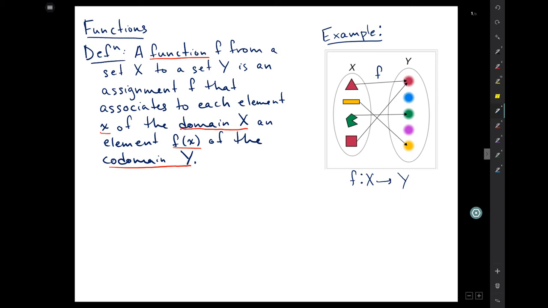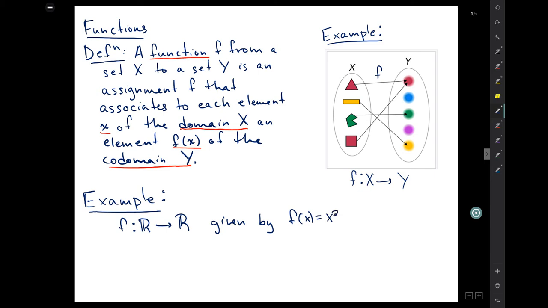So here is another example of something that you might be a little bit more familiar with. So let's say my function goes from the real numbers to the real numbers, and it is given by the assignment f of x equals x squared. So this is something that is a little bit more typical that you're more likely to actually come across. So here, this is my set X that is my domain, and here I have my set Y, which is my codomain. And in this particular example, they're both the same.